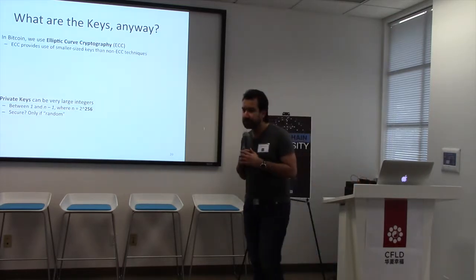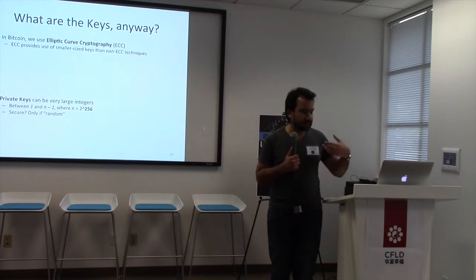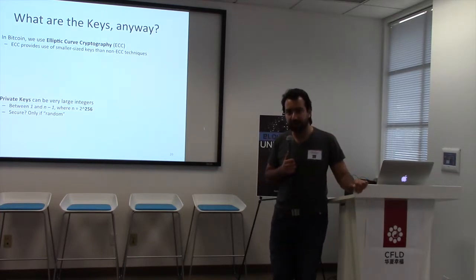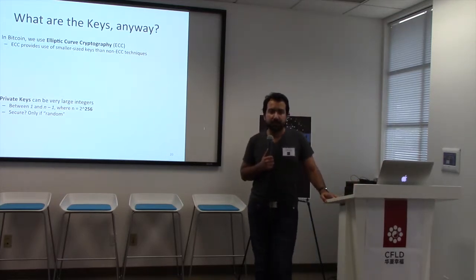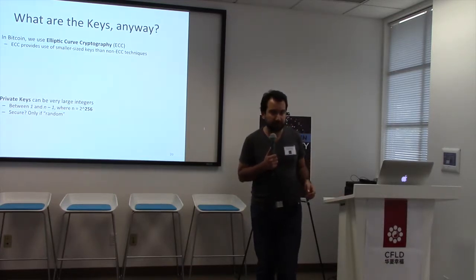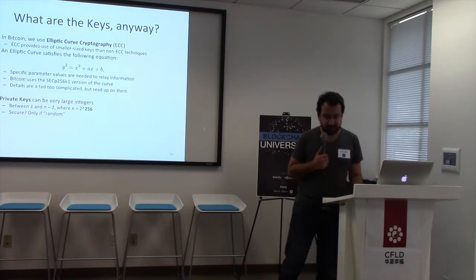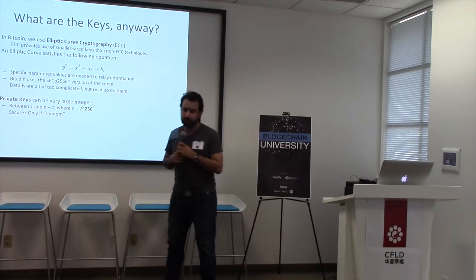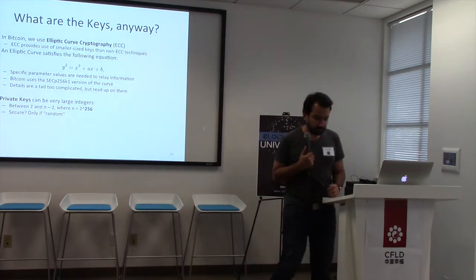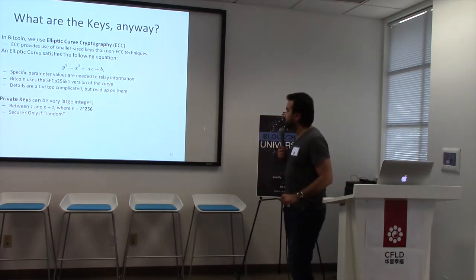Okay, so this private key needs to be converted into a public key somehow, right? You do that by performing operations on an elliptic curve. So Bitcoin uses elliptic curve cryptography. This curve is defined by this equation and a few other parameters.